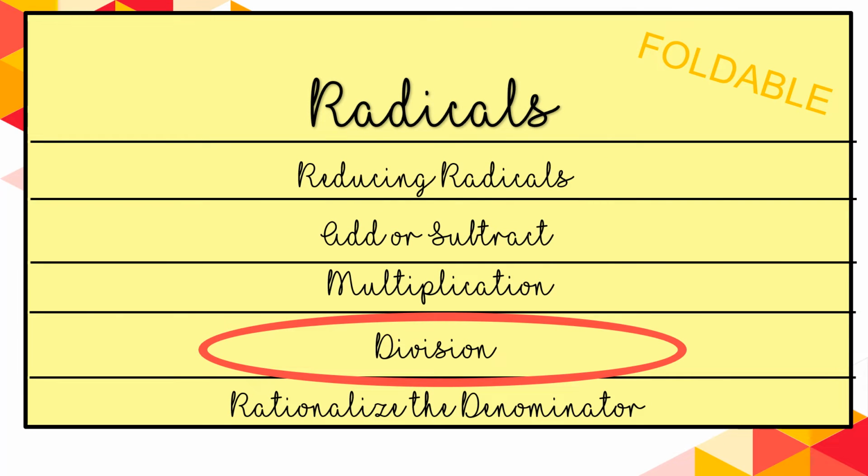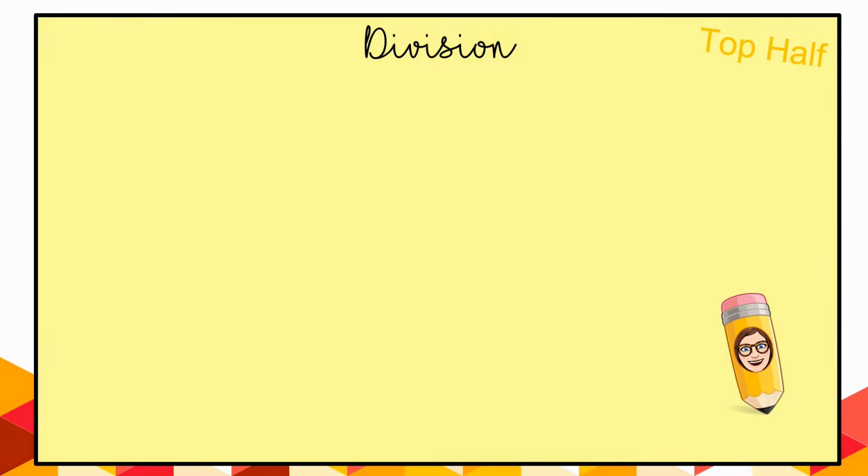For this video, you'll want to have our foldable that we have from class, but you can quickly jot it down in your notebook if needed. Let's jump to the top half of our foldable and jot down some key ideas on how to simplify radicals with division.